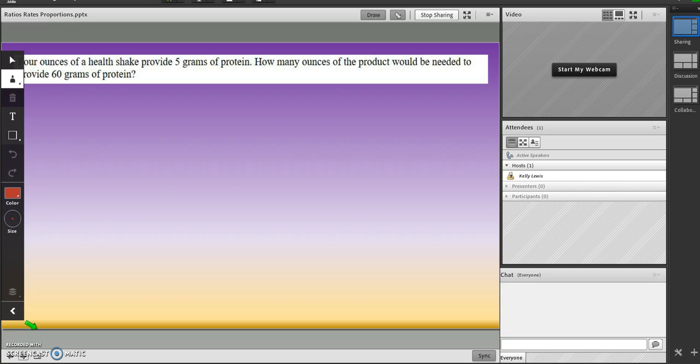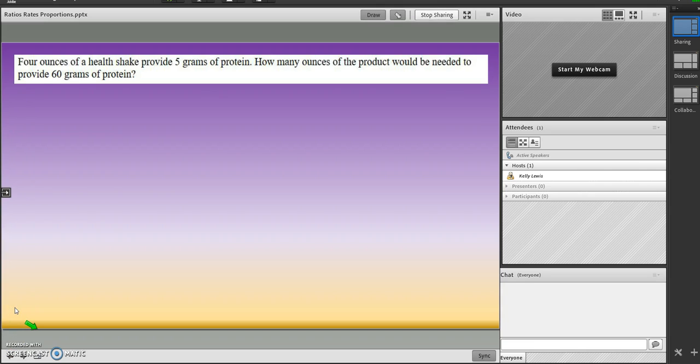4 ounces of health shake provide 5 grams of protein. How many ounces of the product will be needed to provide 60 grams of protein? Okay, here we go. 4 ounces provide 5 grams of protein. How many ounces would be needed to provide 60 grams?